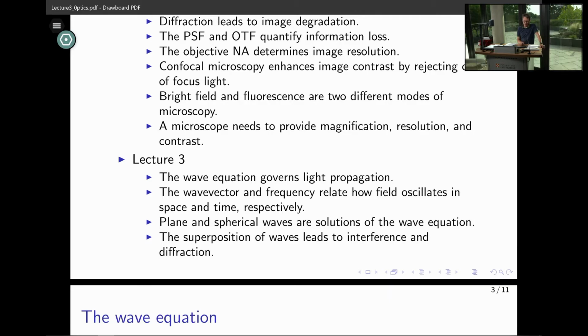We will introduce concepts such as the wave vector and frequency, and see that these two quantities describe how the electric field of a light wave oscillates in time and also in space. And so the wave equation describes that precisely.